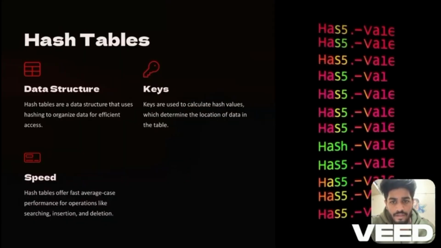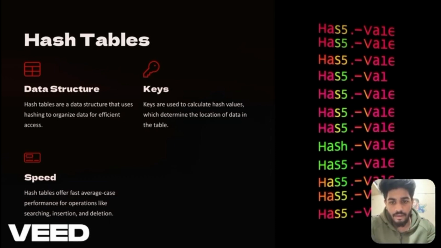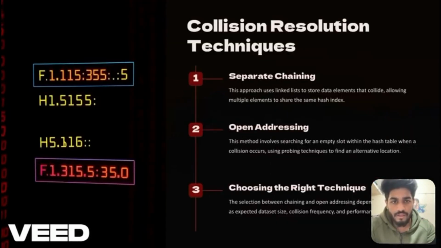Hash table. Data structure. Hash tables are a data structure that uses hashing to organize data for efficient access. Keys. Keys are used to calculate the hash value, which determines the location of data in the table. Speed. Hash tables offer fast average case performance for operations like searching, insertion and deletion. Collision resolution techniques. First, separate chaining.